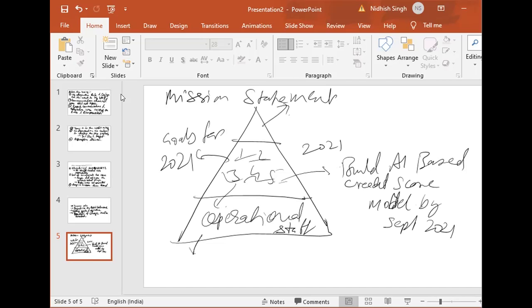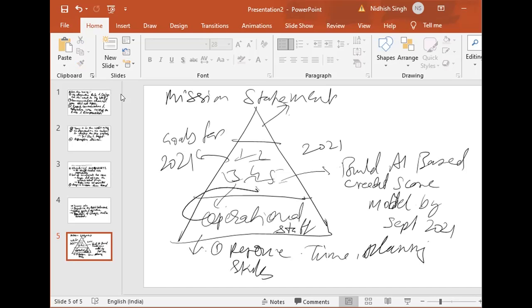This operational staff will try to find the resources, time, planning, and skills to achieve all the goals which have been set up here in the middle. So the mission statement can be broken down into goals and objectives for every year or maybe every month, and operationally, it needs to be handled and achieved.